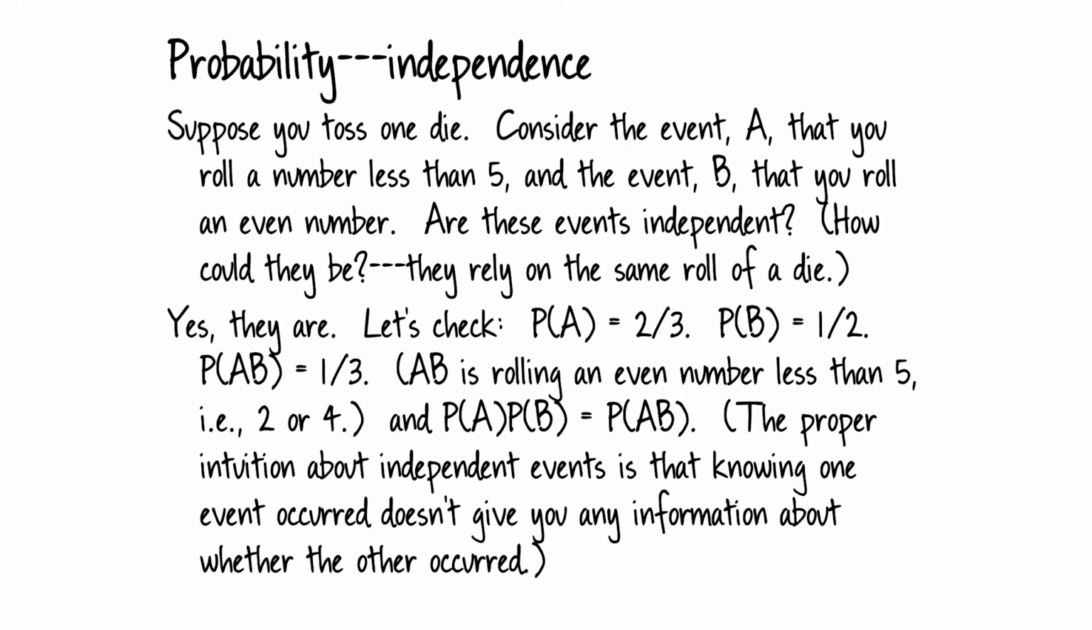If we check using the definition of independence, we write down the probability of the first event is equal to 2/3, the probability of the second event is equal to 1/2, and the probability of their intersection, the intersection being rolling an even number less than 5, is equal to 1/3, and that is the product of the two probabilities of the individual events. So it does in fact satisfy the definition of independence.